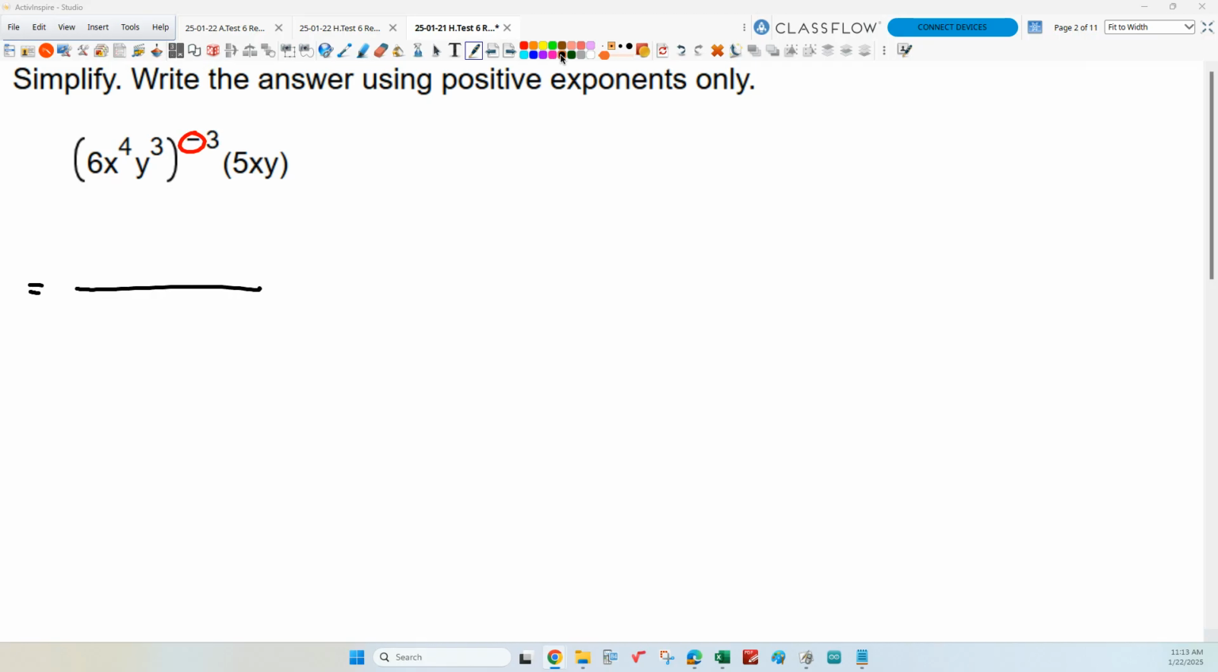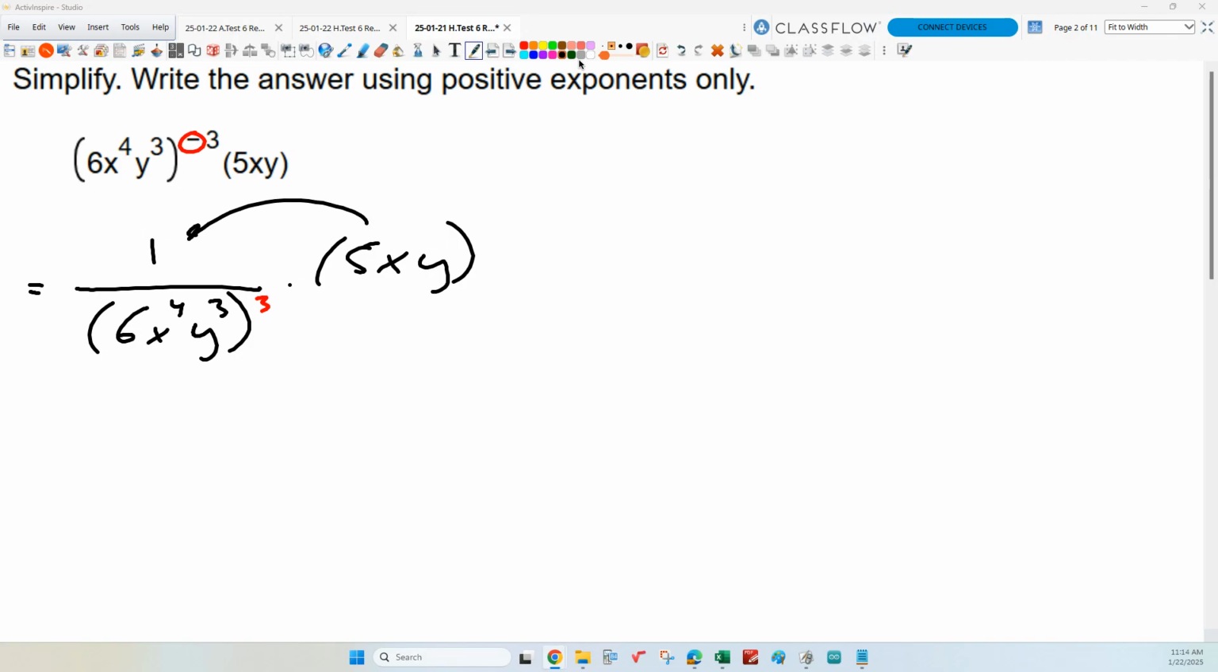So I'm going to get the quantity 6x to the 4th y cubed to the positive 3 on the bottom times 5xy. And where could I put that 5xy then? It's just going to go on the top, isn't it? Because if I multiply these fractions straight across, that's just going to go on the top, isn't it? Right? Okay.